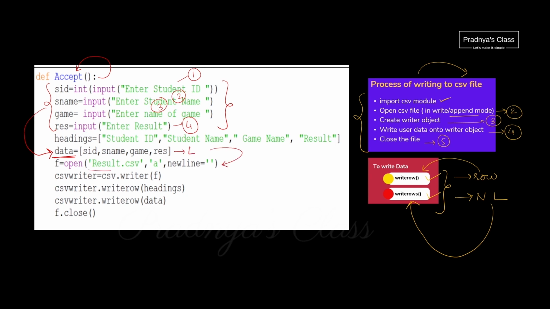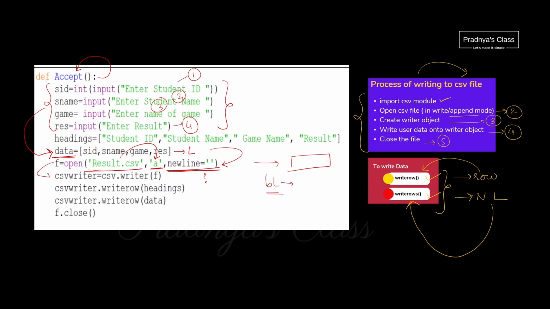The name of the CSV file is result.csv. That file is gonna open in the append mode because we will be continuously adding data to it, so we need to open it in the append mode. Don't forget this parameter in case of CSV file. Otherwise, after every row, blank line will get added to the CSV file.